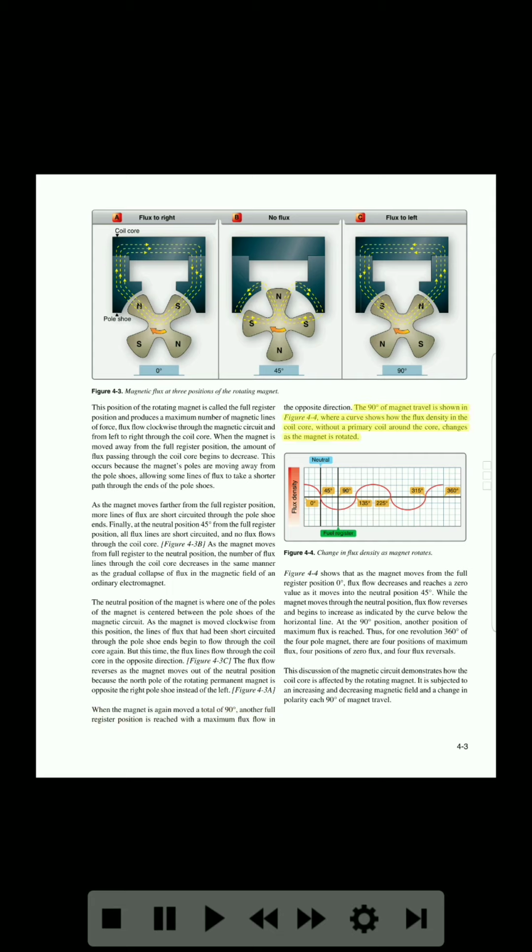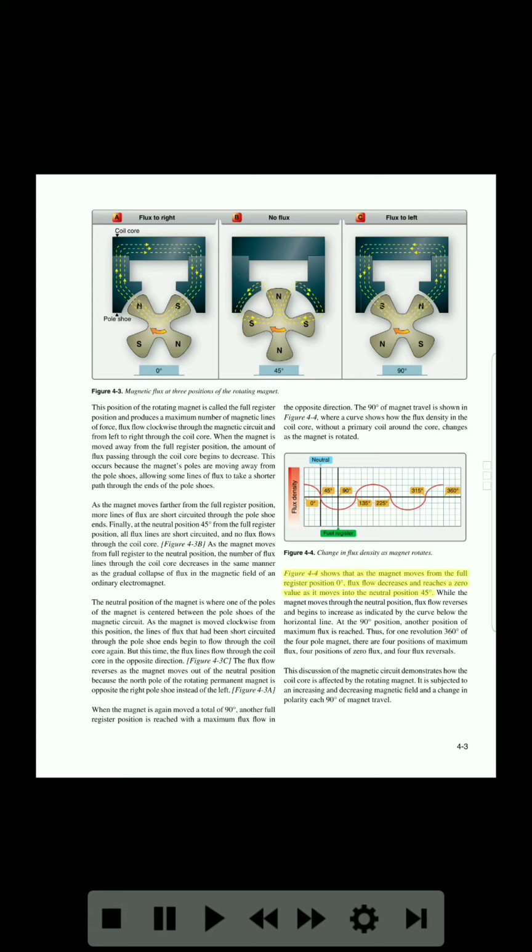The 90 degrees of magnet travel is shown in figure 4-4, where a curve shows how the flux density in the coil core, without a primary coil around the core, changes as the magnet is rotated. Neutral. Flux density. 0 degrees, 45 degrees, 90 degrees, 135 degrees, 225 degrees, 315 degrees, 360 degrees. Full register. Figure 4-4. Change in flux density as magnet rotates.